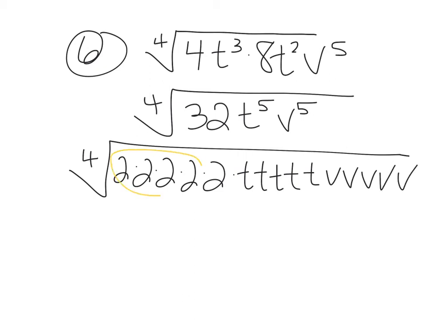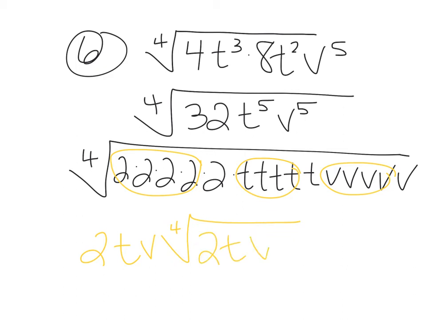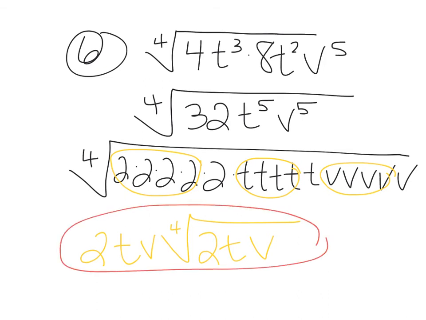So I know the 4th root of 2 to the 4th is 2. The 4th root of t to the 4th is t. The 4th root of v to the 4th is v. And then what's left over stays under the 4th root radical, so 2tv. And this would be my final answer.